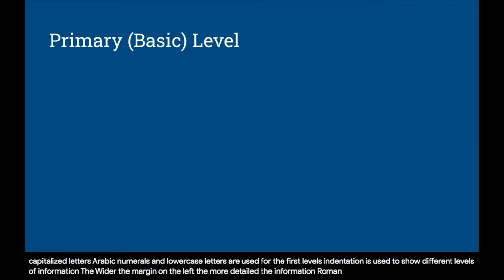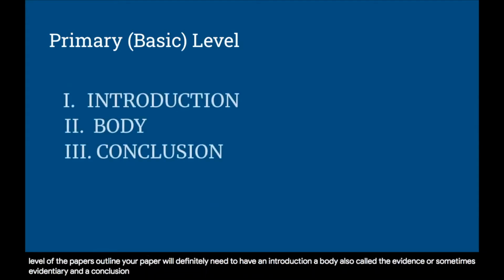Roman numerals represent the most basic level of the paper's outline. Your paper will definitely need to have an introduction, a body, also called the evidence or sometimes evidentiary, and a conclusion. So that's a good starting point for an outline, and it's the most basic way to sort the information from your brainstorm.